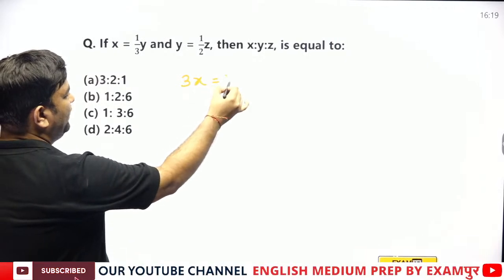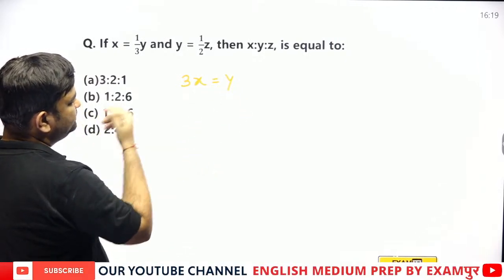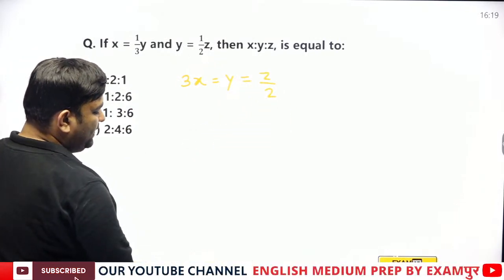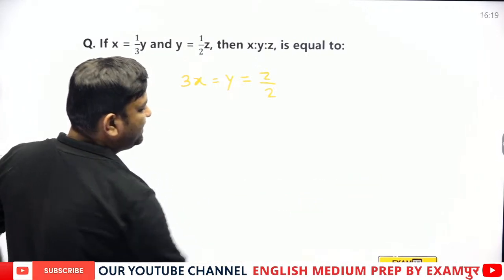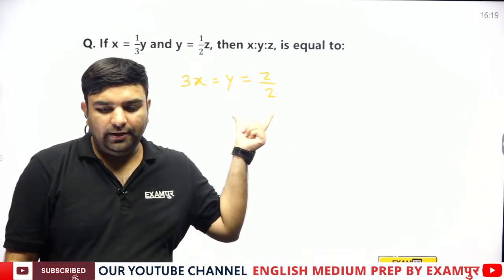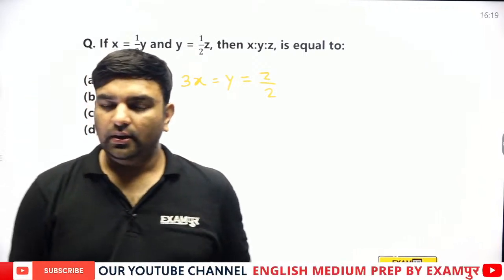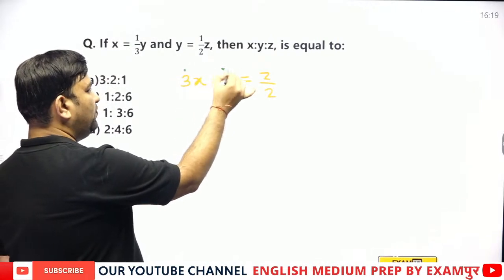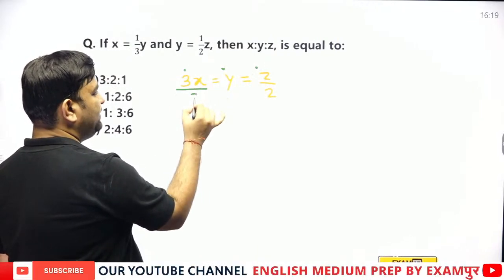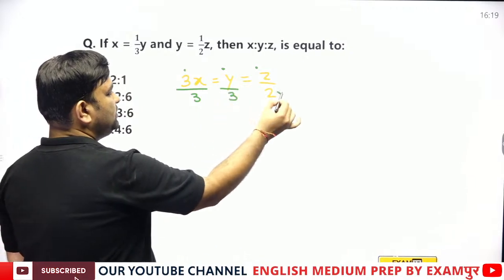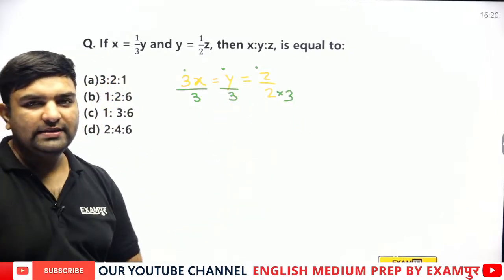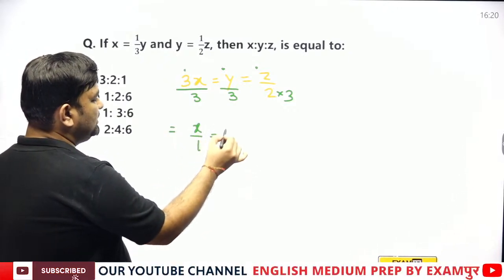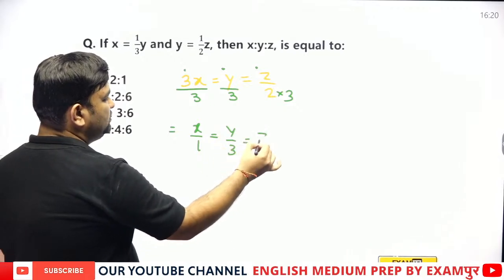Three x is equal to y, and y is equal to z by 2. Now, whenever these kind of values are in the ratio, always divide by the LCM of numerator. So it is 3. So it will become x by 1 is equal to y by 3, or is equal to z by 6.